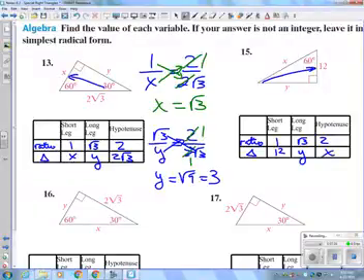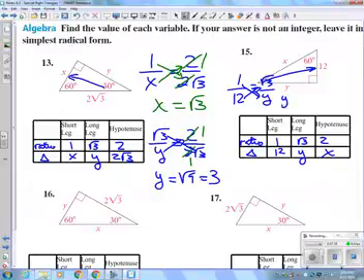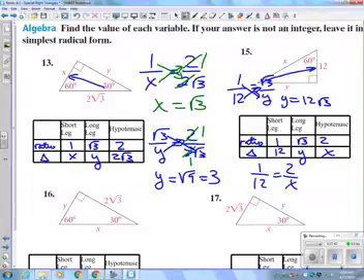So this time we're going to use 1 over 12 with our other two fractions. So 1 over 12 equals the square root of 3 over y. If you cross multiply, you get y equals 12 square roots of 3. And that's all you need to do with that. If you have 1 over 12 and you put it with 2 over x and cross multiply, you get x equals 24.